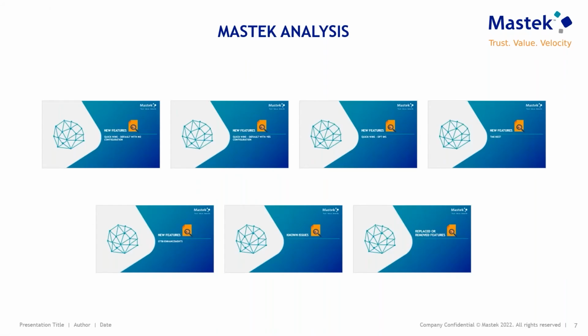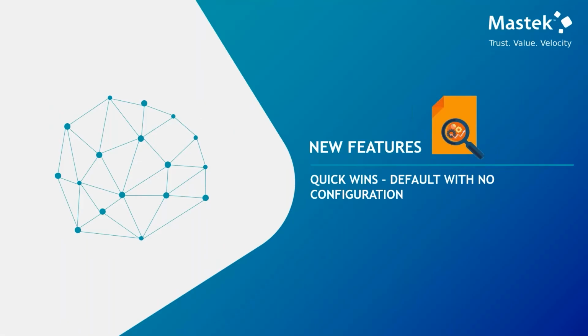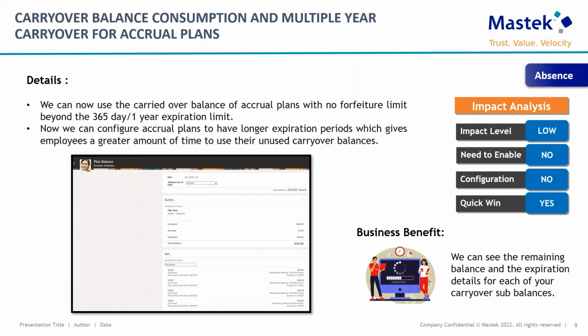Now, if we start looking from the quick wins where we do not need any configuration, which are the default features available directly when we apply the patch in our instances. First one is carryover balance consumption and multi-year carryover for approval. Earlier we had a limitation in absence where carryover was possible only for a year or 365 days, but now Oracle has given an option to do the carryover for multiple years.